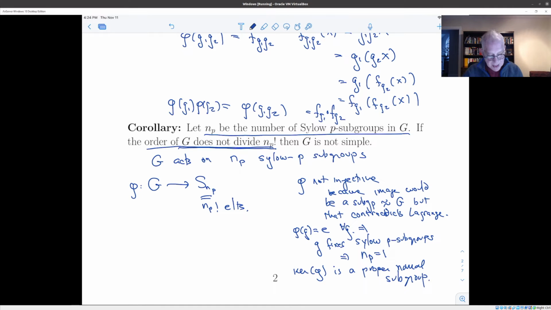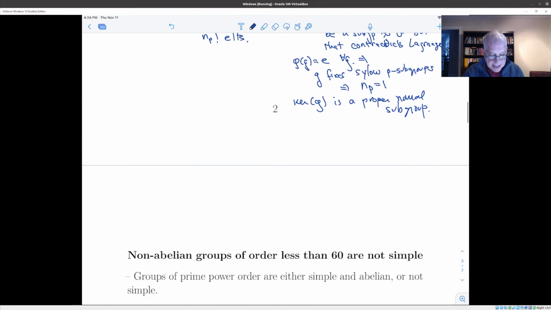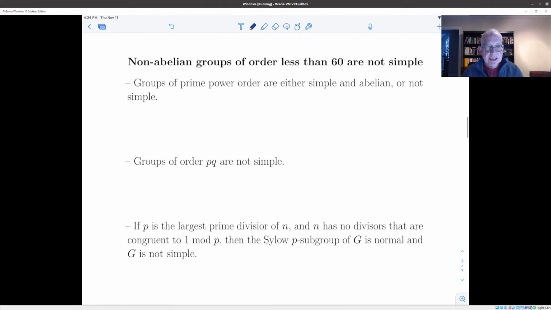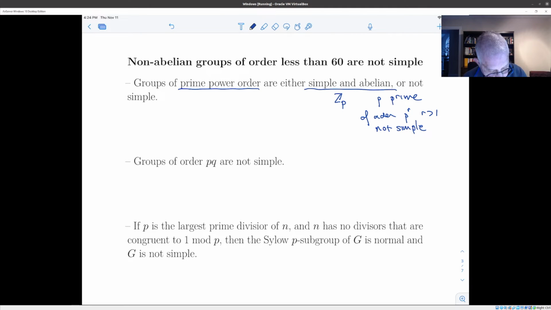Okay, so let's think about what we know now when we look at groups of order less than 60. Well, if the group is of prime power order, then it's either Z_p, in which case it's simple and abelian, or it's of order a power of p, and that's not simple because we know that such p-groups have non-trivial center.